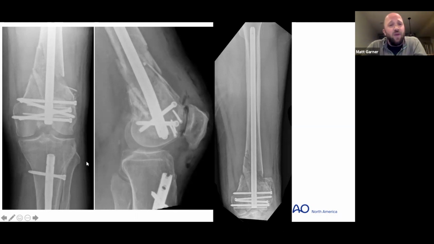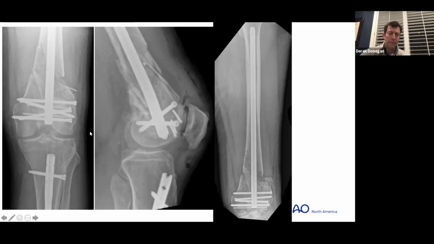I will say the one thing I've run into with medial plating is people do not like a plate over their medial distal femoral condyle. I tend to try to put it above that, because if you get down that low, it really bothers people. Yeah, agreed. The medial side can be a little challenging from a soft tissue perspective in general.